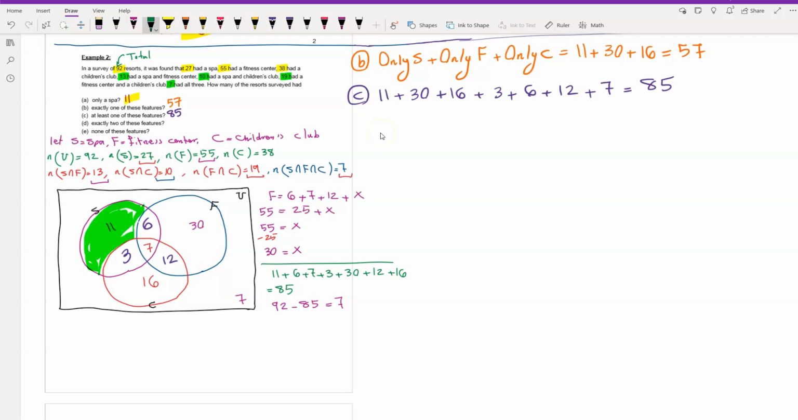Part D, exactly 2 of these features. Exactly 2. That means I should add F and S, S and C, C and F. So F and S we have 6 in common. S and C we have 3 in common. And C, F we have 12 in common. So that is equal to 21.